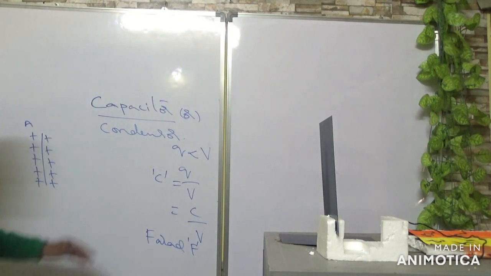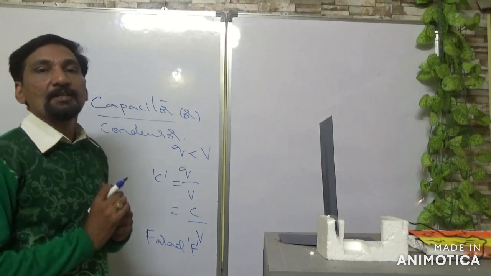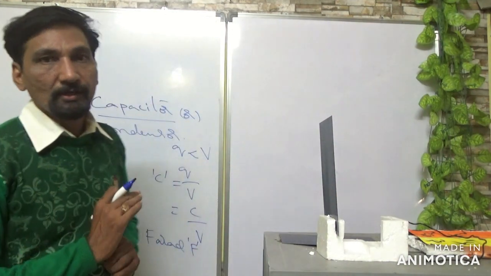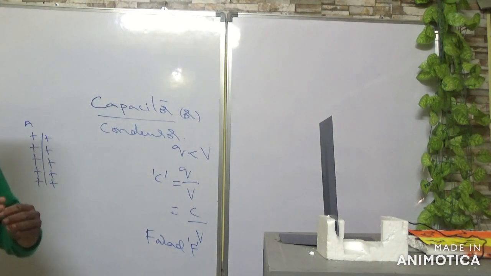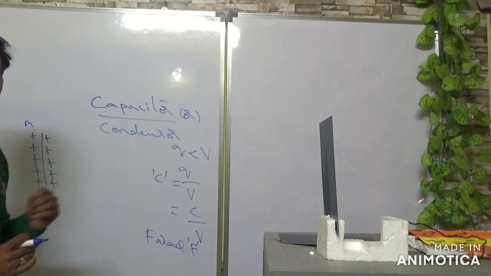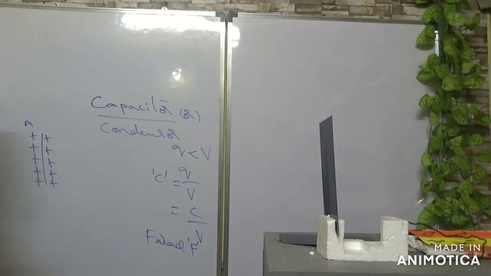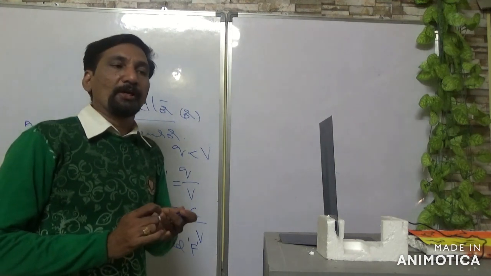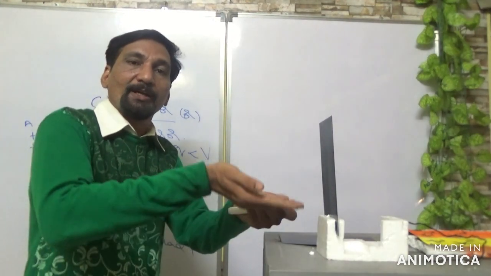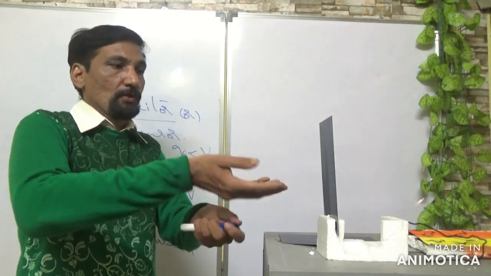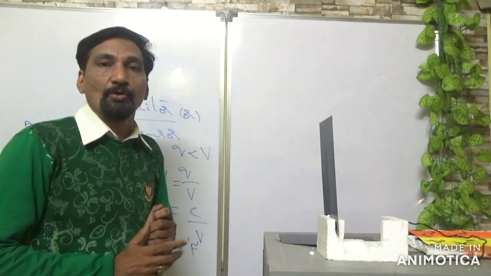A device which stores a lot of electrical energy in a small space is called a capacitor. The formula we use to find capacitance is Q by V, charge given to potential rise. You already know, when you give charge to your body, the level of charging, Q you are giving, the potential will also increase.